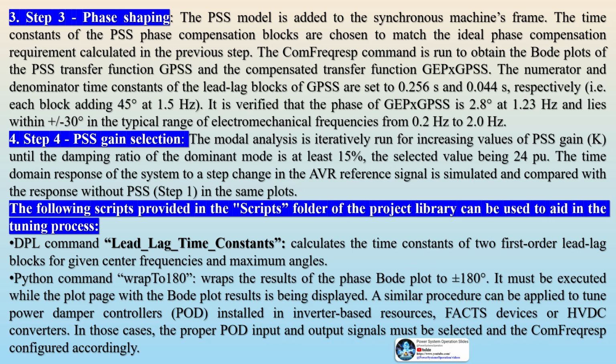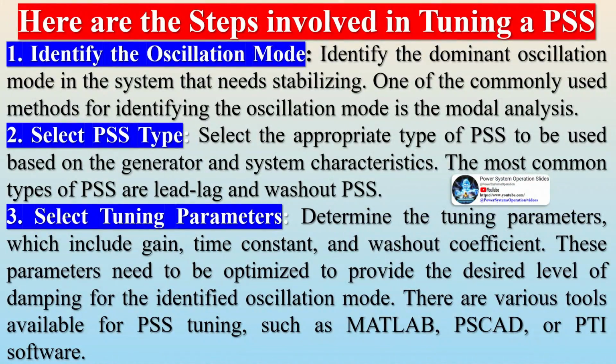Identify the oscillation mode. Identify the dominant oscillation mode in the system that needs stabilizing. One of the commonly used methods for identifying the oscillation mode is the modal analysis. Select PSS type. Select the appropriate type of PSS to be used based on the generator and system characteristics. The most common types of PSS are lead lag and washout PSS.